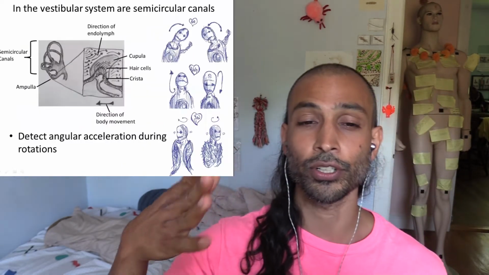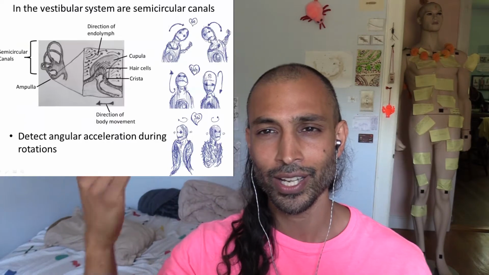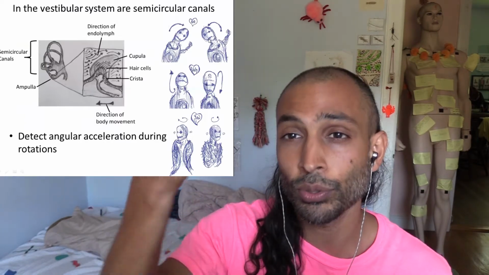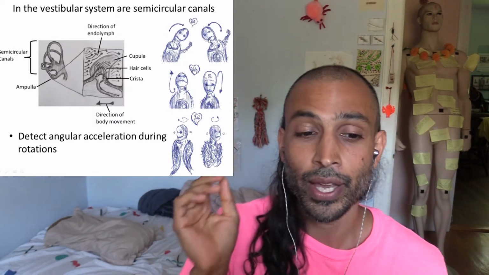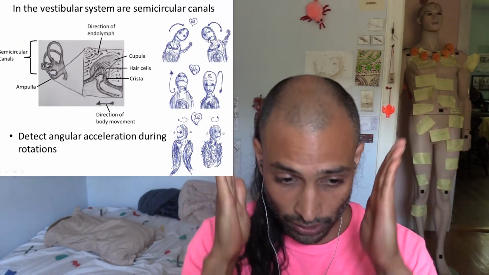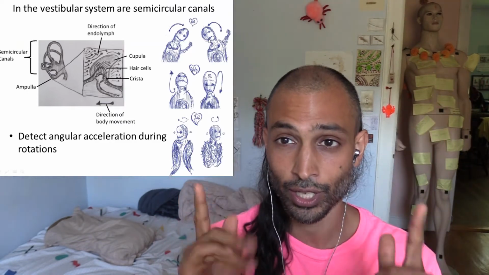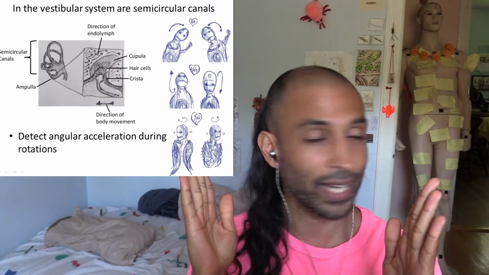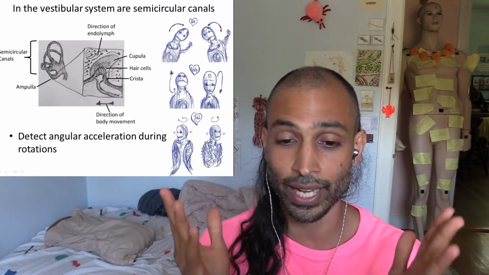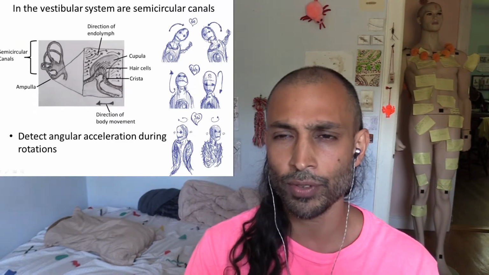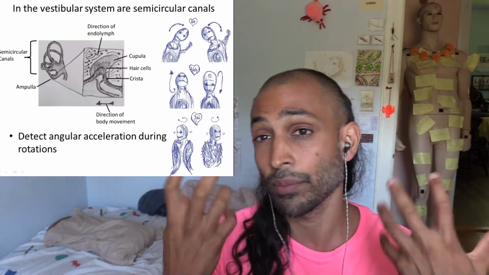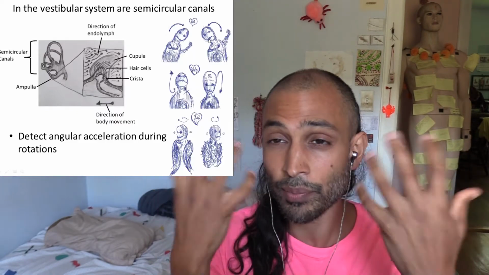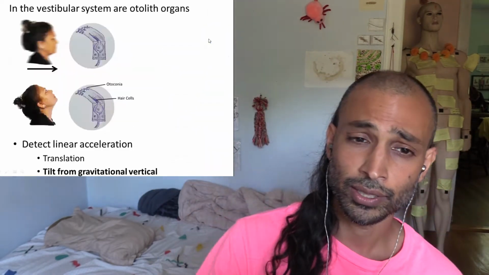The first are your semicircular canals, and these are canals filled with fluids that have little hairs in them, and what they detect is angular acceleration during rotation. So when I, for example, rotate my head like this, I'm activating these canals. Really, all I want you to take away from this is that the canals are detecting motion, acceleration. That's the main piece of information that they're getting.